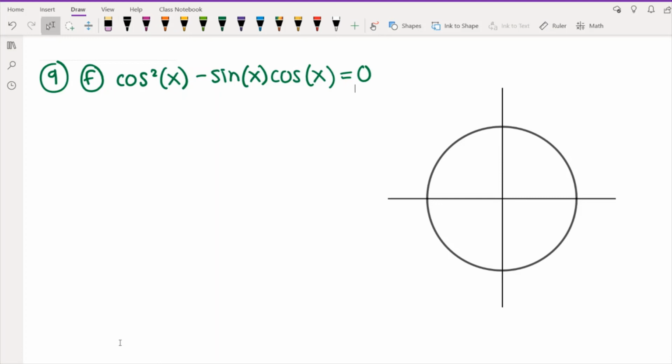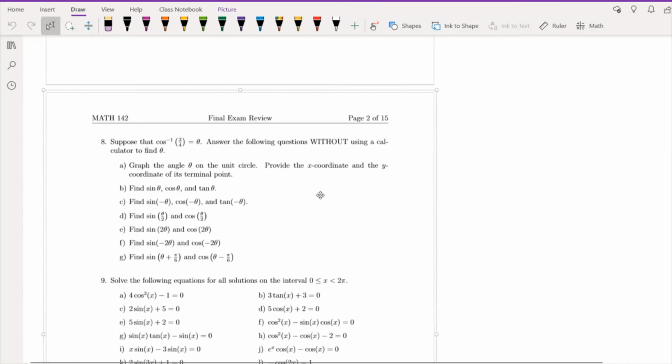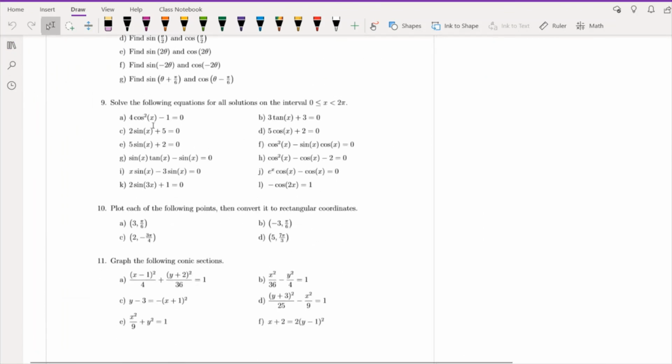Okay, so how do we get started on this? We want to start by looking at our equation and seeing what makes sense to do first. In some problems, let me go back and point some out so we can compare and contrast. For example, if you're solving A here, A says 4 times cosine squared of x minus 1 is equal to 0. Because that equation doesn't have any other trig functions in it, it doesn't look like h here. h has only cosine, but it's cosine squared and another cosine.